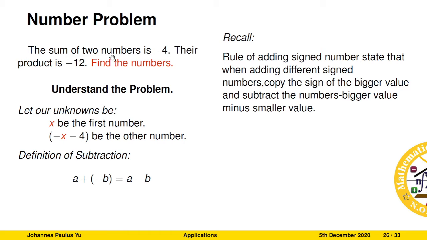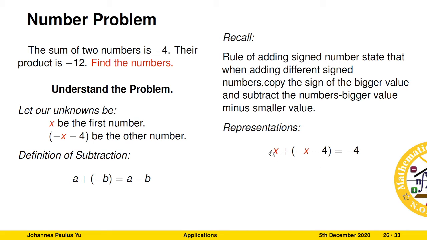So for the first representation of the first sentence, based from our unknown, we can write x as the first number plus the quantity of negative x minus 4 is equal to -4. So following the definition of subtraction, what did we write? The second number as negative x minus 4. Now, we must think of the second number such that when we add the two numbers, the result is -4.